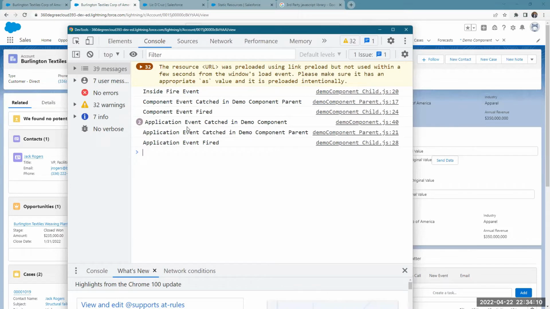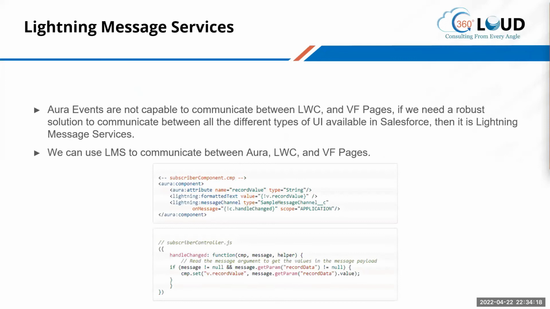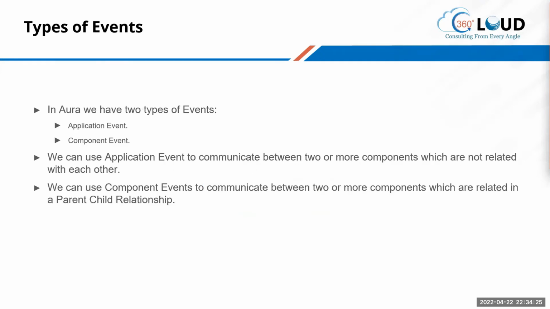But still we will be looking into all the functionalities. I guess this will be the last topic of today, implementing component event and application event. Let me quickly see if we have anything else. Okay, we have Lightning Message Service also. We will try to do this part also, the message service. So these two things are left, which we will be doing after the break.